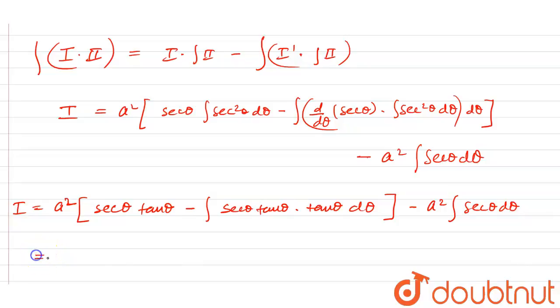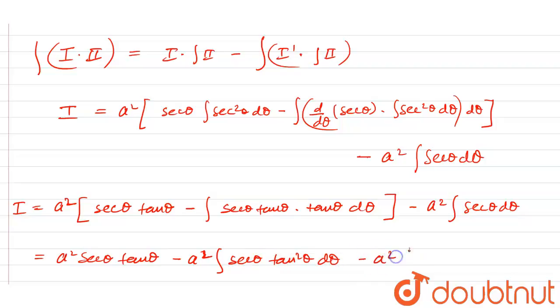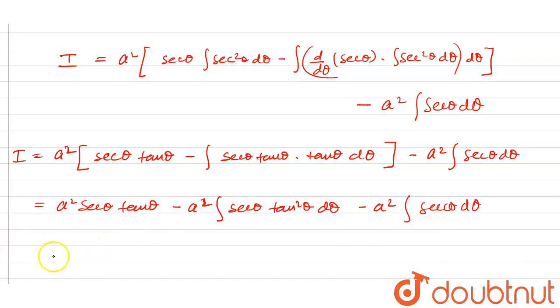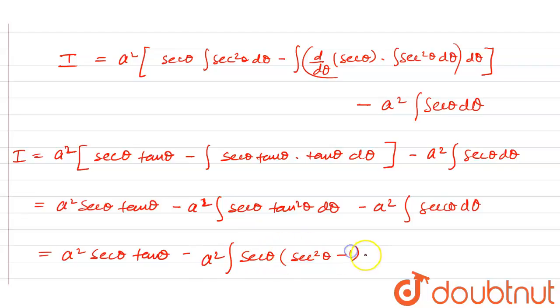Now our I can be written as a square sec theta tan theta minus a square integration of sec theta tan square theta d theta minus a square integration of sec theta d theta. Okay. Now this is equals to a square sec theta tan theta minus a square. Now in place of tan square theta we can write sec square theta minus 1 d theta minus a square integration sec theta d theta.